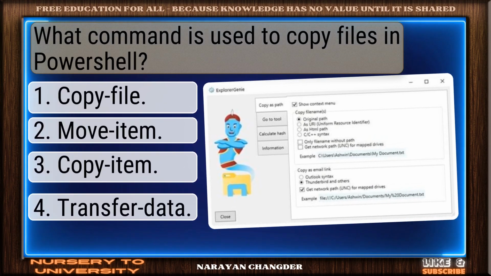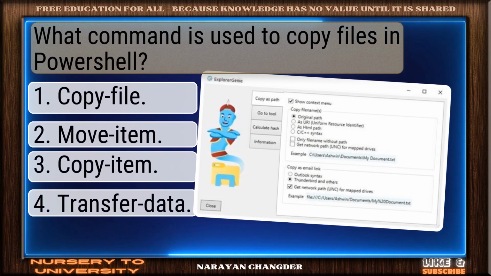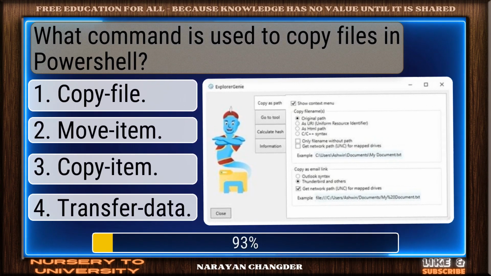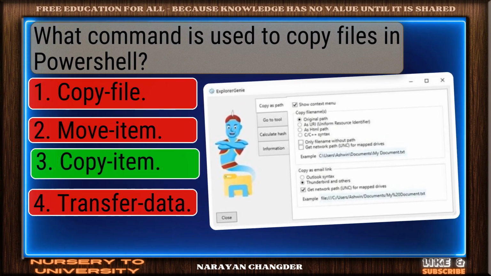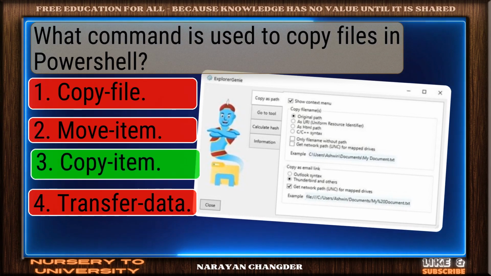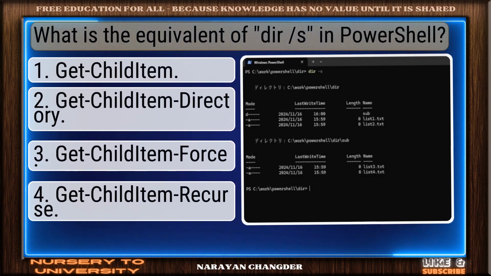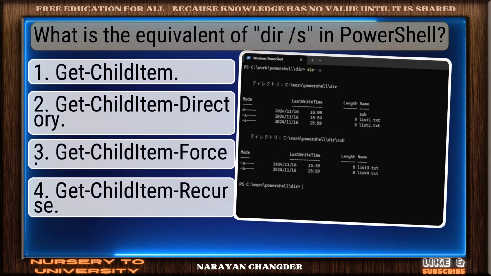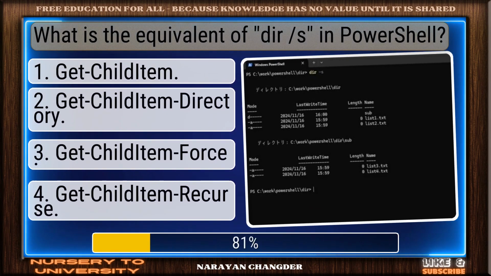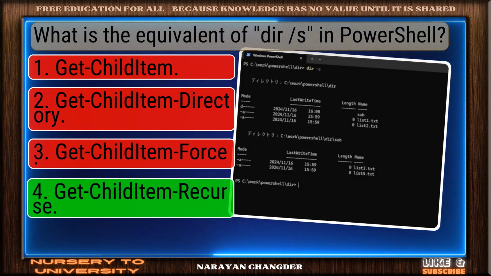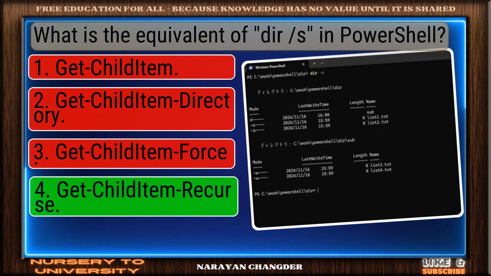Question number 50. What command is used to copy files in PowerShell? You're right. Copy-Item is the correct answer. Question number 51. What is the equivalent of dir in PowerShell? Good thinking. Get-ChildItem -Recurse is the right answer.